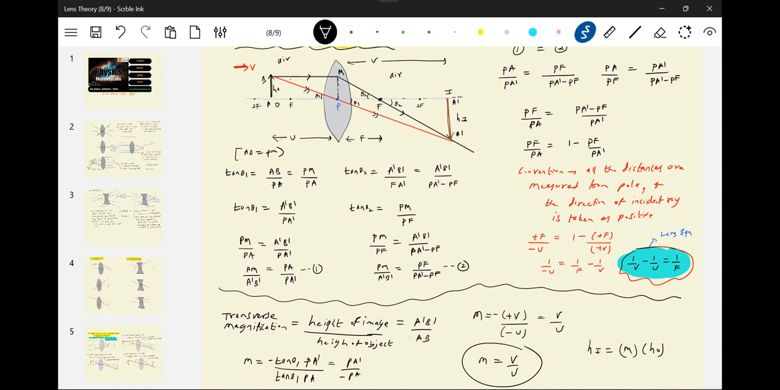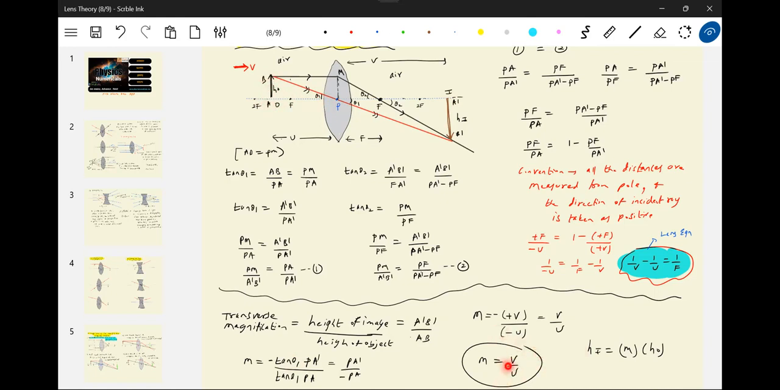This is a negative sign. You measure A dash B dash vertically down. Any distance measured vertically down should be negative, and any distance measured vertically up should be positive. So A dash B dash is measured vertically down, therefore it should be negative. So minus tan theta 1 PA dash, and this will be tan theta 1 into PA, which is AB into PA.